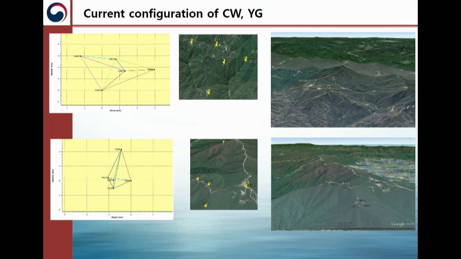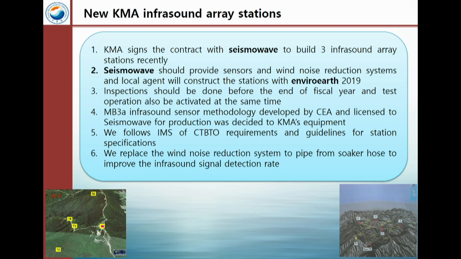And so we decided to get new stations, as we just have two. This month, we recently signed a contract with Seismoacoustic to build three new infrasound stations. The environment ministry will also support the site and their equipment. They will provide wind noise reduction systems. This should be done by the end of this fiscal year. We will operate 5 stations as of January 1st, 2020.